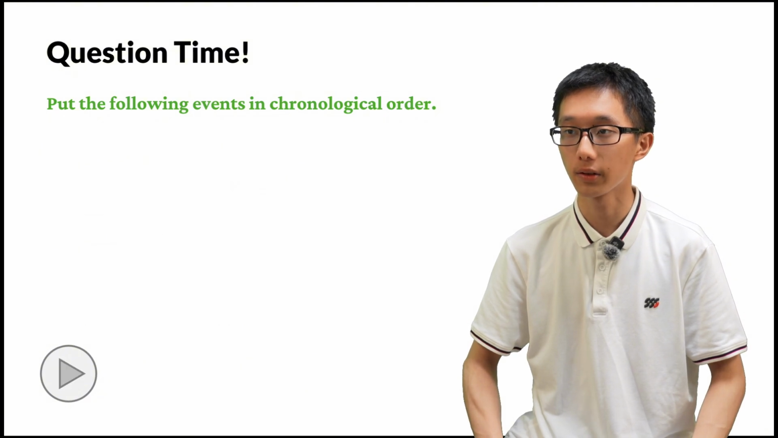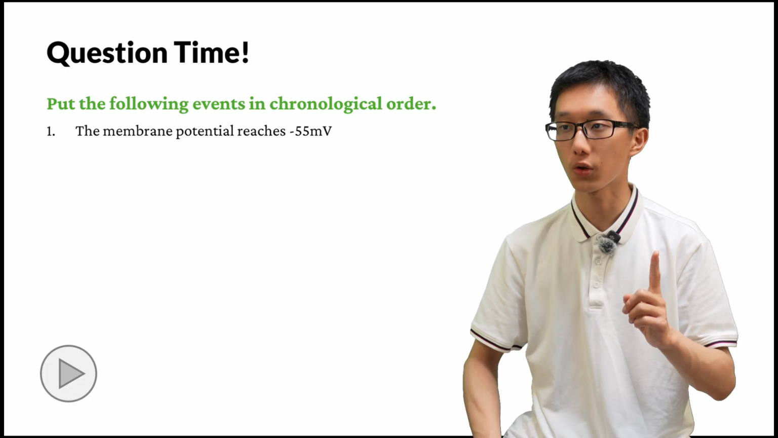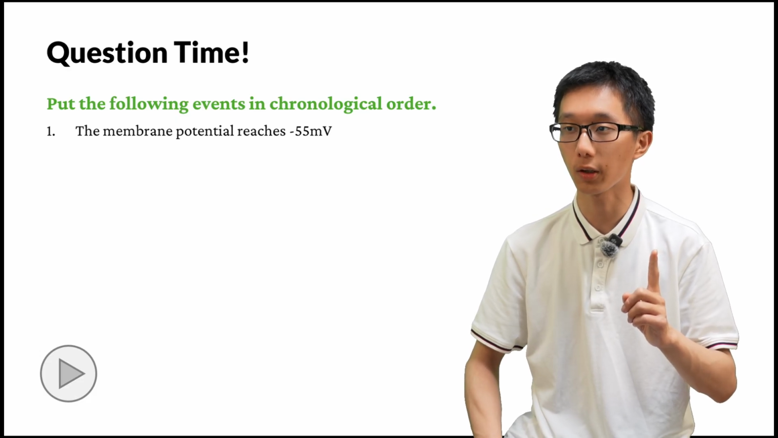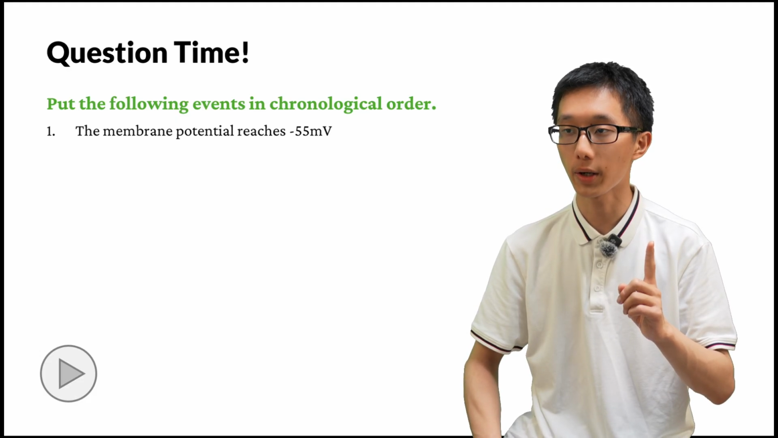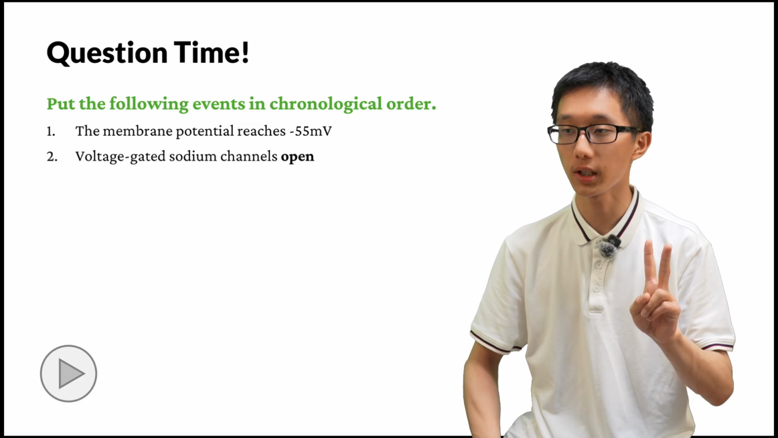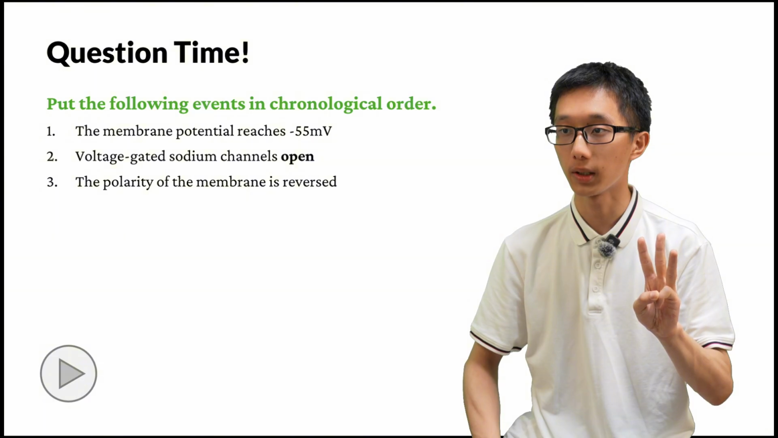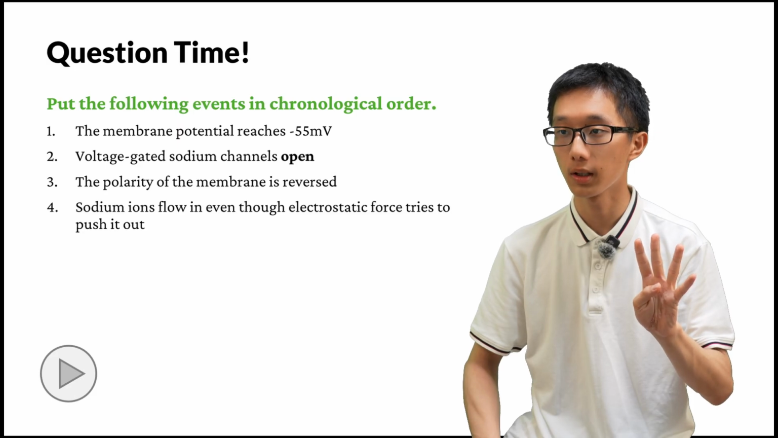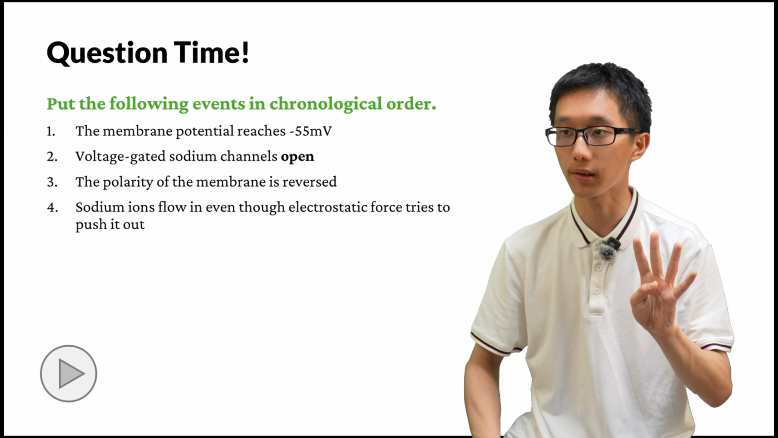This is the answer. First, the membrane potential reaches -55 microvolts. It reaches the threshold and the action potential is initiated. Second, the voltage-gated sodium channels open up. Thirdly, the polarity of the membrane is reversed as the overshoot is reached. Fourth, sodium ions flow in even though electrostatic force tries to push it out.